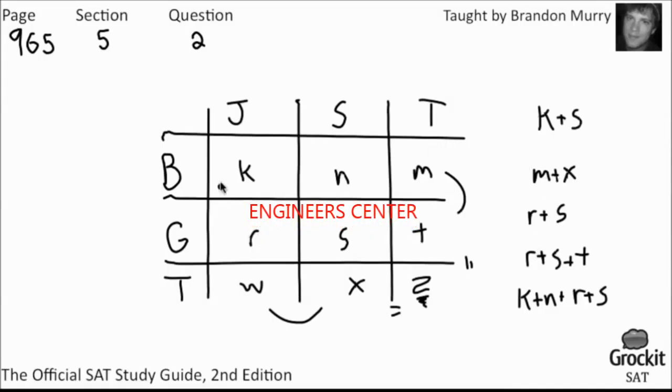So what is k plus s? K is the number of junior boys and s is the number of senior girls. Well, we're missing these other two parts because z is the grand total of junior and senior boys and girls who are in this advanced biology class. So we'll get rid of the first one. M plus x, well, m's here. It's the total number of boys. X is the total number of seniors.